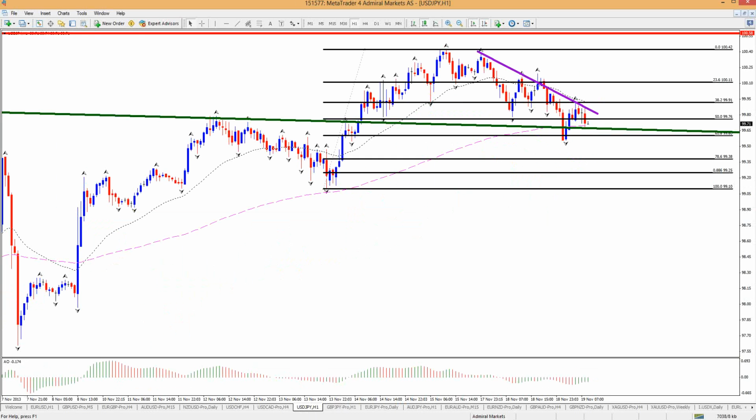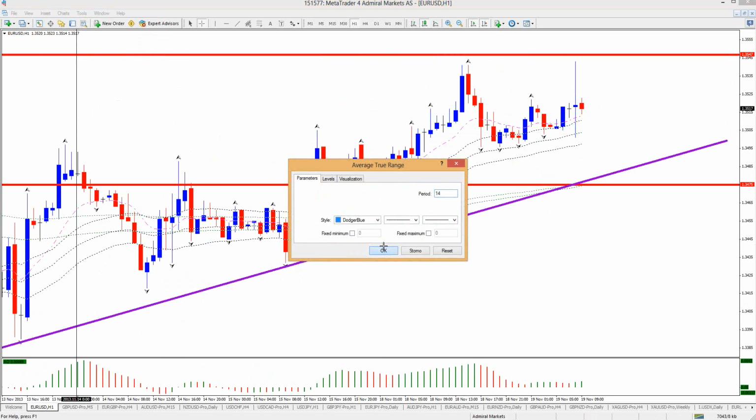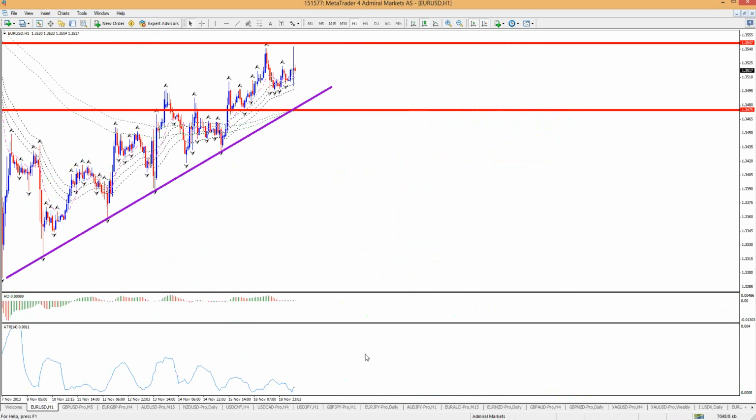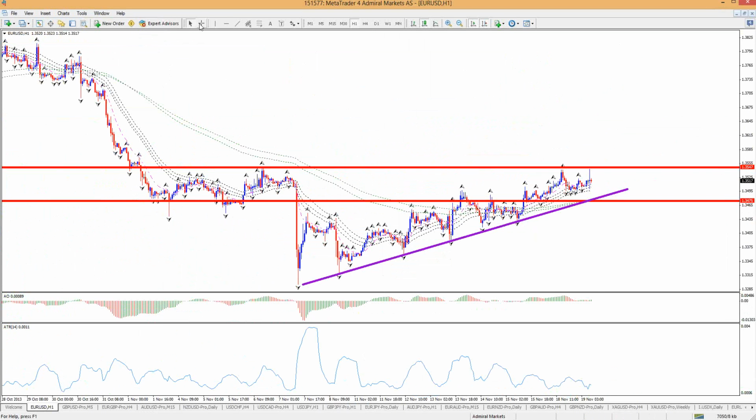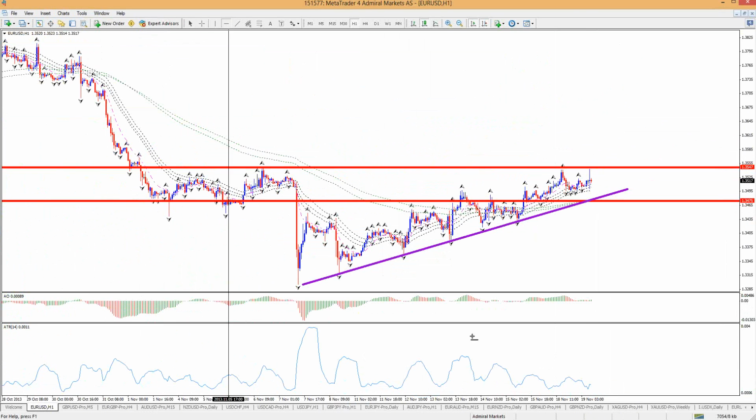Unless you're maybe trying to attempt a bigger position. Well, the ATR would give you some idea. We can put the ATR on. Average true range, let's take a look. It's the 1 hour chart. ATR spiked down to 9, now about 11. It's pretty low.